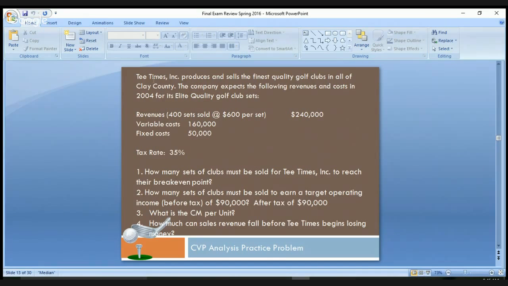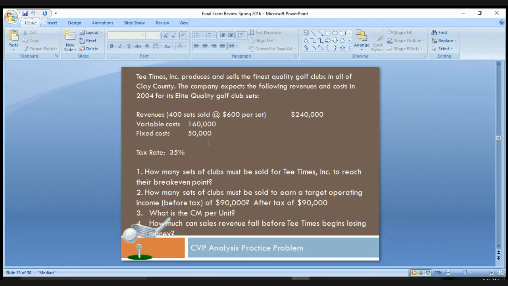So let's look at this. Tea Times Incorporated produces and sells the finest quality golf clubs in all of Clay County. The company expects the following revenues and costs for 2004 for its elite quality golf set. We have $240,000 for 400 sets that we sell. We have variable costs of $160,000 and fixed costs of $50,000. We have a 35% tax rate.